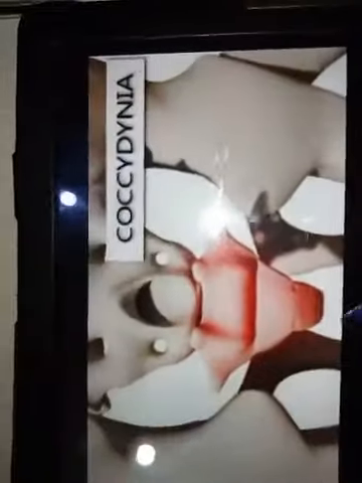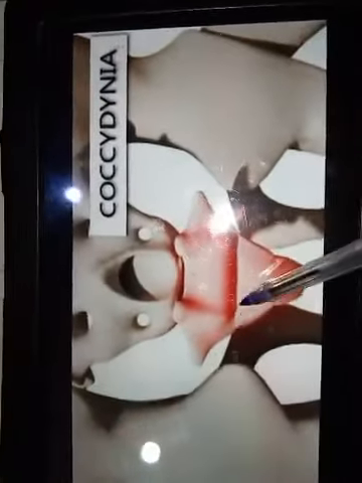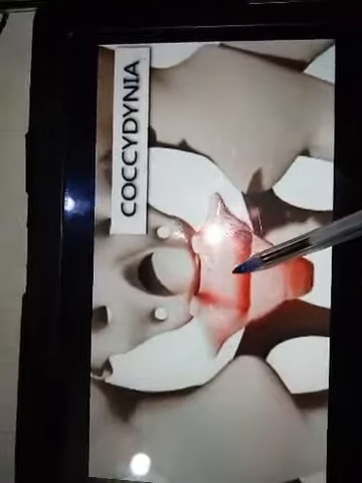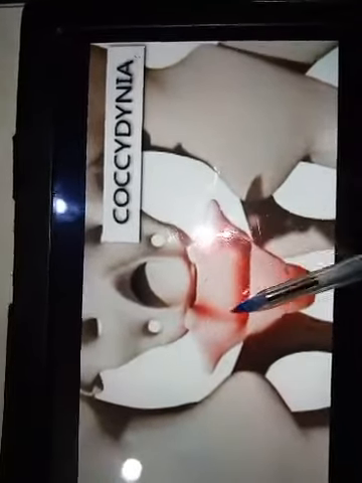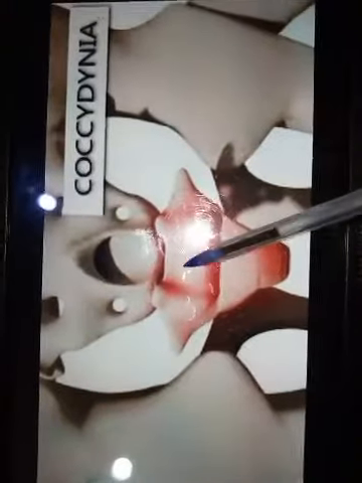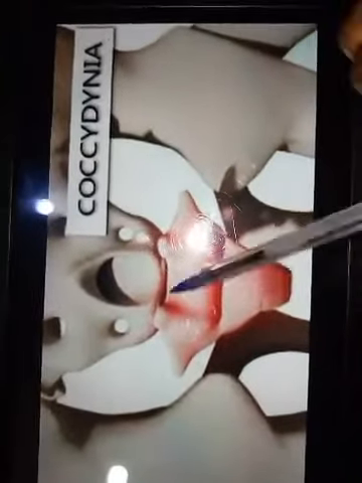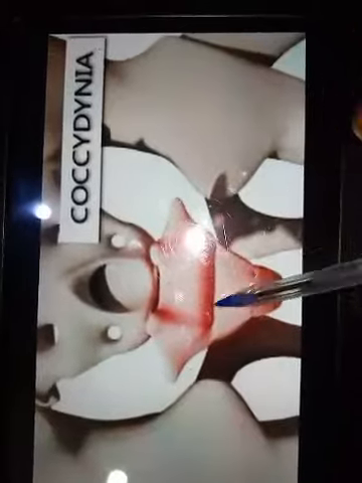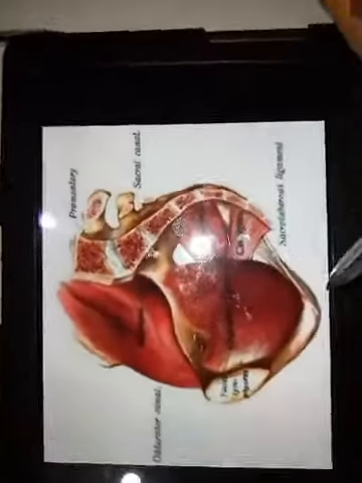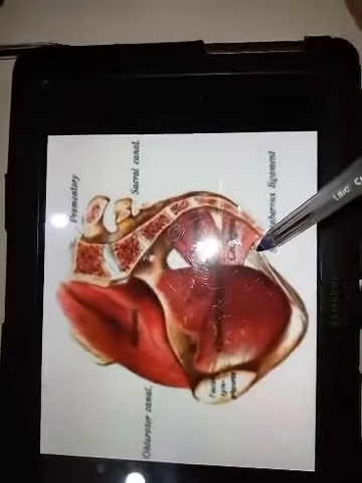Okay, so this is the coccyx. We could see the red signal here. This red signal means that there's pain around this region. So this is the coccyx. There are fused bones around the buttocks region. So inside the buttocks region, the coccyx, the tailbone.